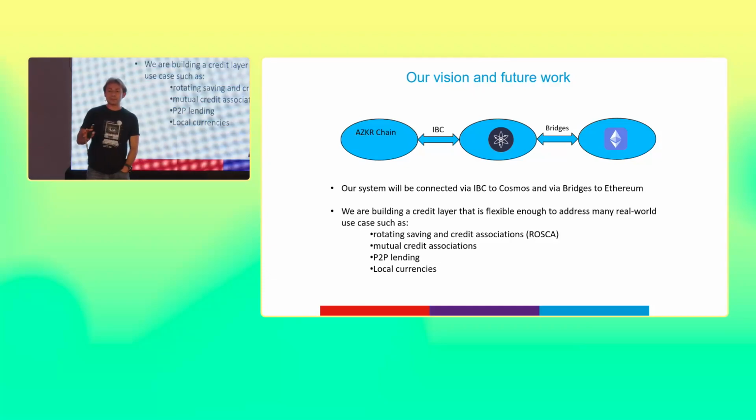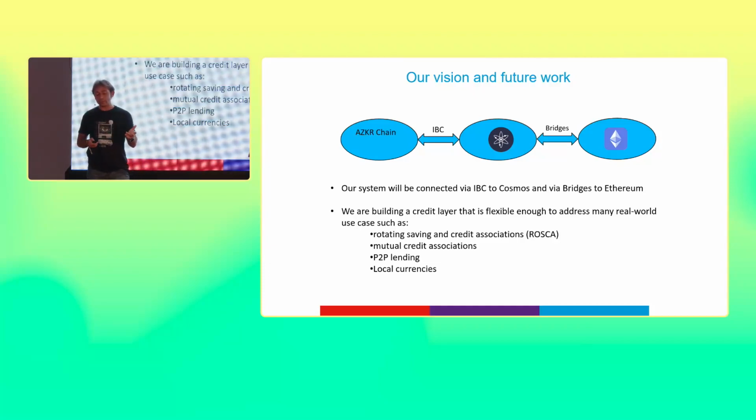Actually, we talked about Bank3, but this will be just the start for our project. Our demo is on Ethereum. We will have a solution for Ethereum, but we envision a more complex ecosystem. We are designing a ZKR chain. This will be a chain in the Cosmos ecosystem. We are developing a Cosmos SDK tool with some nice features, and this chain will be connected to other chains via IBC and via bridges to Ethereum.